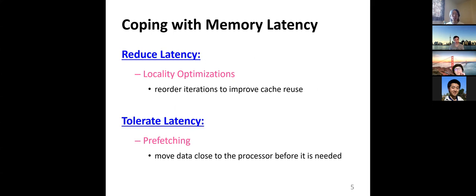So essentially, the idea is there are several different techniques that I mentioned. One is reducing the latency. Reducing the latency is locality optimizations: reorder iterations of the loop, improve cache reuse, something we covered last time, right? Hopefully you get a feeling of that.